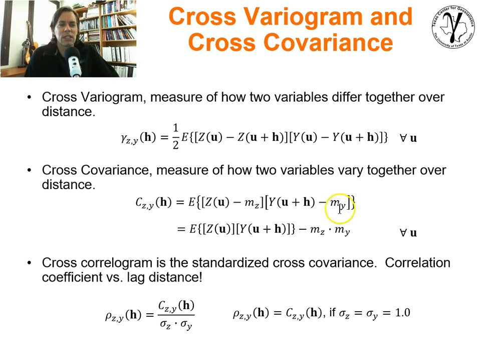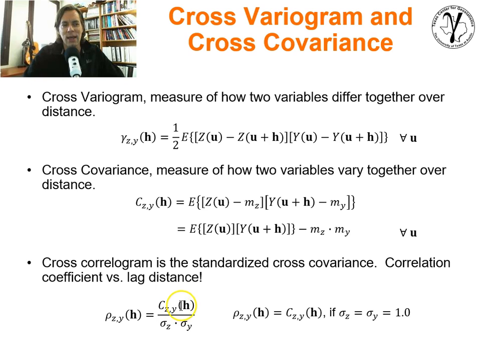And so of course we can expand that out, and if you have zero mean, of course this will just simplify for us and just become the product of the z variable at the tail times the y variable at the head, and that would be the cross covariance for lag vector h between variables z and y.